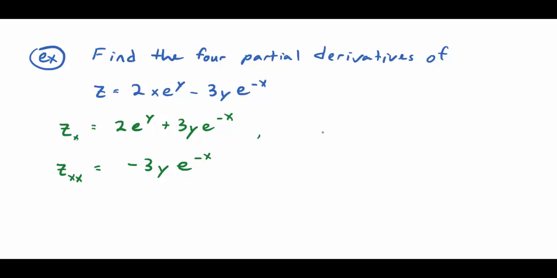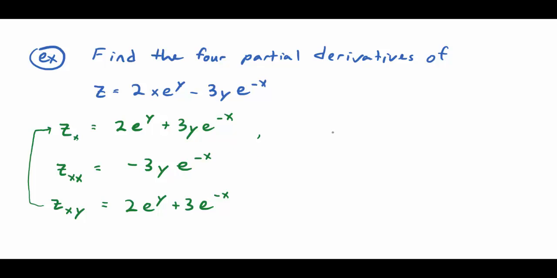Okay, so over here, we could continue on here. Let's do the mixed partial now. Z sub xy. So now to get z sub xy, you have to go back up and look at the first derivative with respect to x, right? And then take the derivative of that with respect to y. Okay, so term by term, what's the derivative of 2e to the y with respect to y? Just 2e to the y, right? E to the y is its own derivative with respect to y. And what's the derivative of 3y e to the negative x with respect to just y? 3e to the negative x.